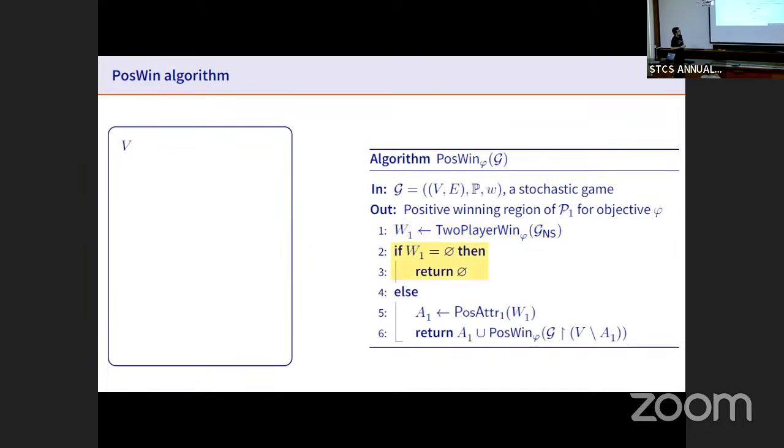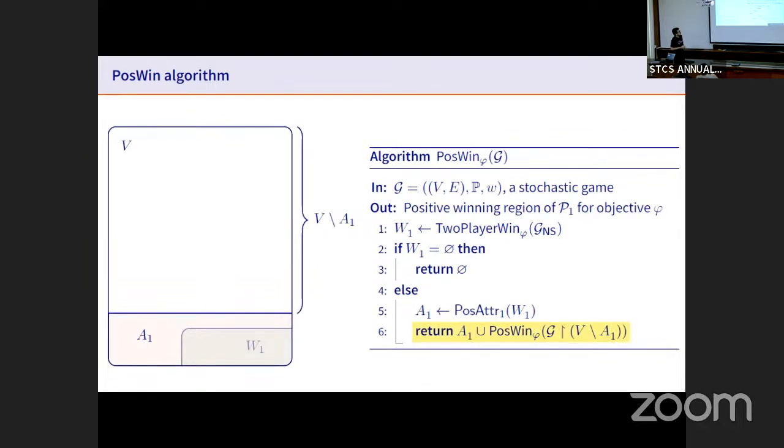Okay, and so there could be two cases. Either W1 is empty or it's not empty. Suppose it's empty, in which case we return empty. That is, player one does not positively win from any vertex. That is, player two wins almost surely from every vertex. The other case is if W1 is non-empty. What we do is compute the player one positive attractor of W1 and call it A1. And we return A1 with the union of the same algorithm called on the remaining graph.